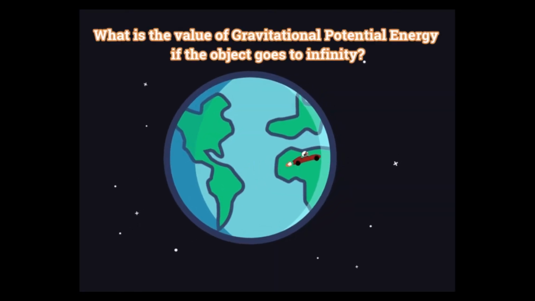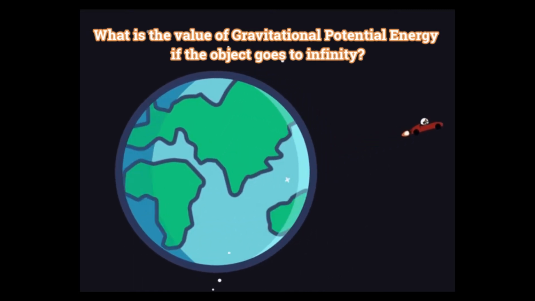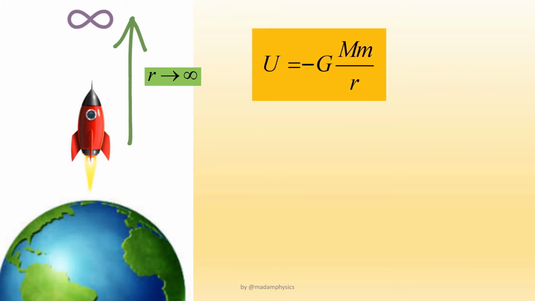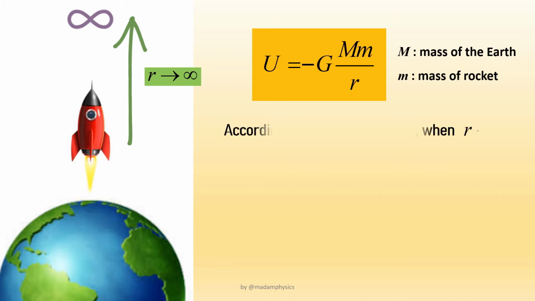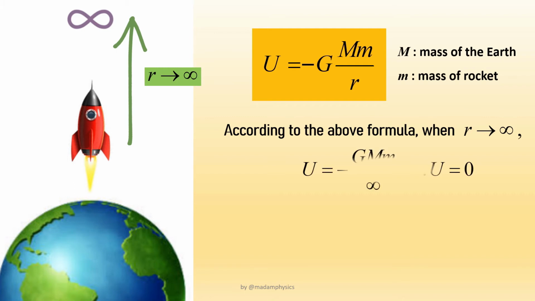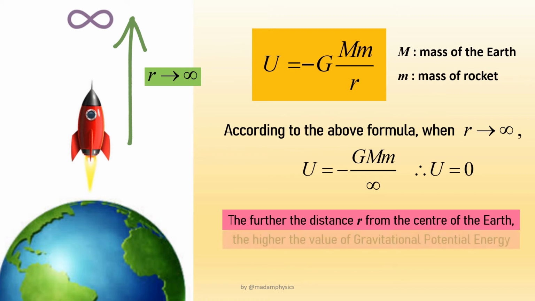What if the object goes to infinity? What will happen to the value of U? From the formula of U equals to negative GMm over r, where big M is the mass of the Earth and small m is the mass of the rocket, when r goes to infinity, the magnitude of U will approach 0 because we know that 1 over infinity equals 0. The relation now makes sense. The further the distance r from the Earth, the higher will be the value of gravitational potential energy because U will become less negative and then U will become 0 as r is infinitely far from the Earth.